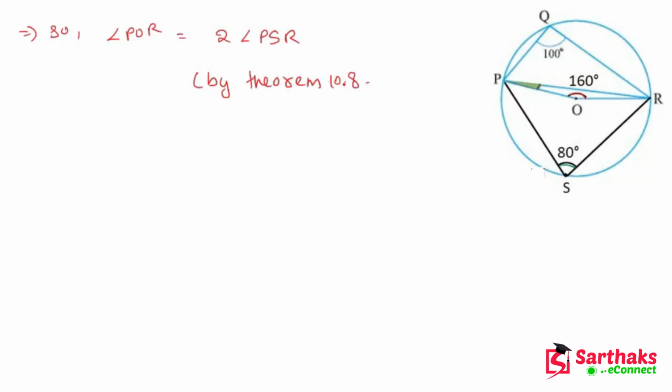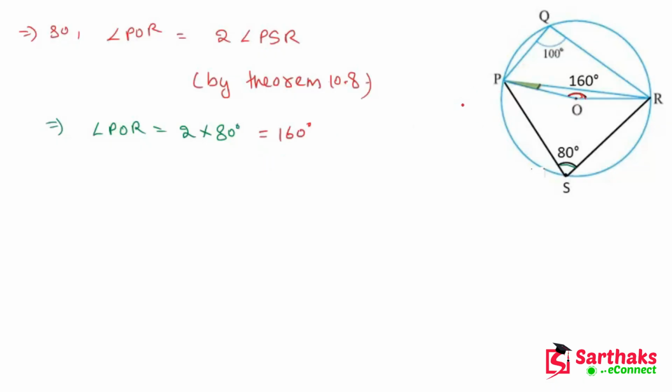by the theorem, because the angle subtended by an arc at the center is double the angle subtended by it at any other point. Now angle POR is equal to 2 times angle PSR. Angle PSR is 80 degrees, so this will become 160 degrees. So angle POR is 160 degrees.